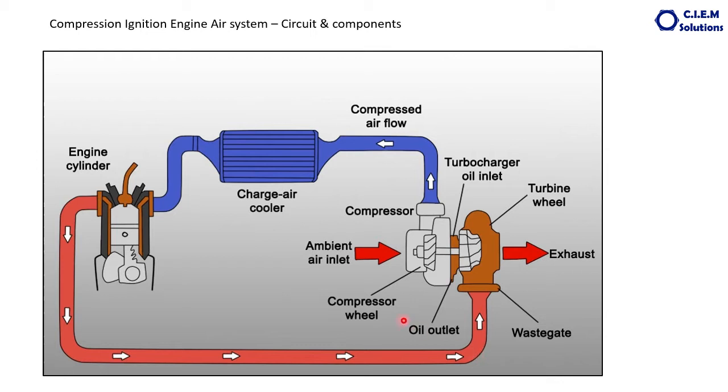This is the schematic diagram of the air intake system. This is the ambient air inlet point. We discussed the mass of the ambient air at 59 degrees Fahrenheit with an atmospheric pressure of 14.7 pounds per square inch. The mass will be around 0.0765 pounds per cubic meter. So with that mass, the air enters here.